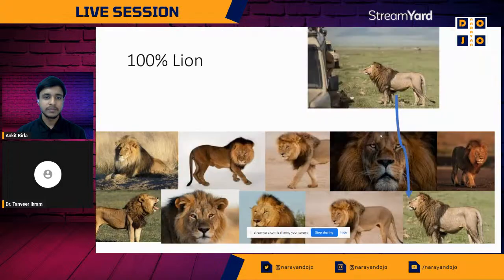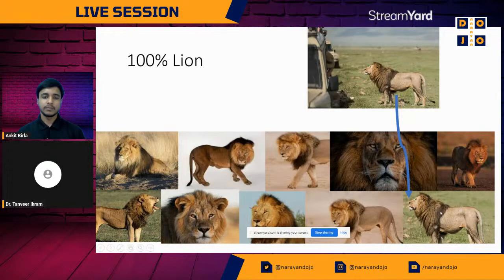Now how does the computer work? Suppose we put this image into a computer, and the computer already has these images. When we enter this image into the system, it will compare this image offline with other images in the database, and try to match. Once it finds that this image and this image are the same, with 100% confidence, it will say it is a lion.